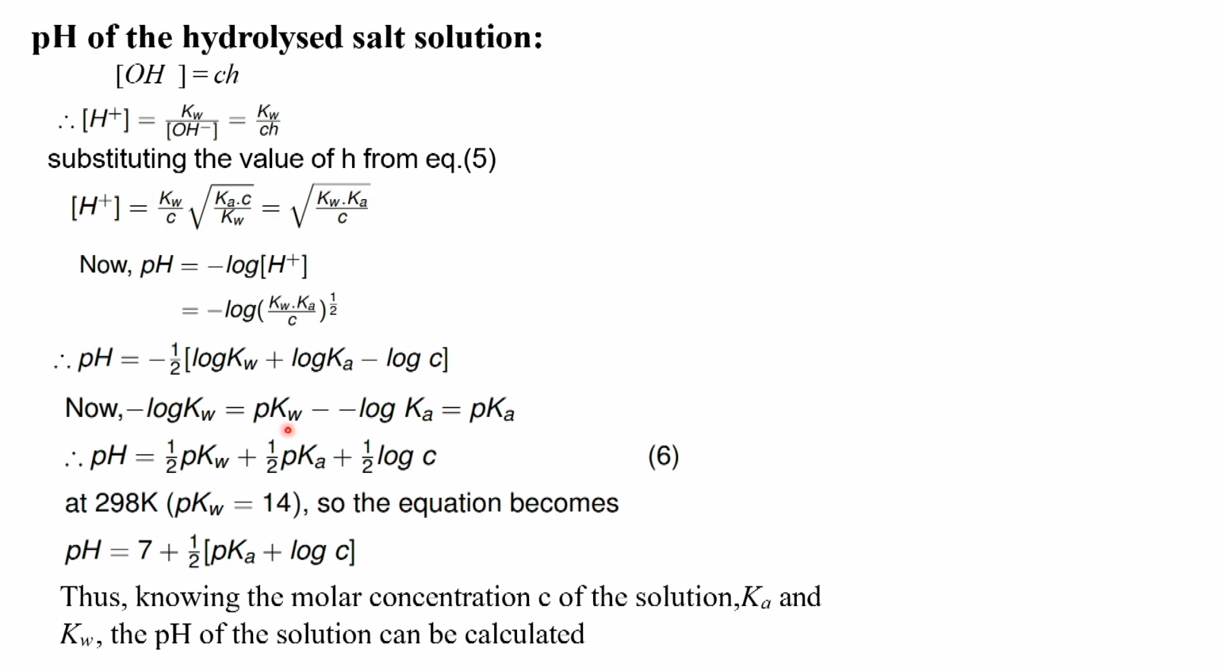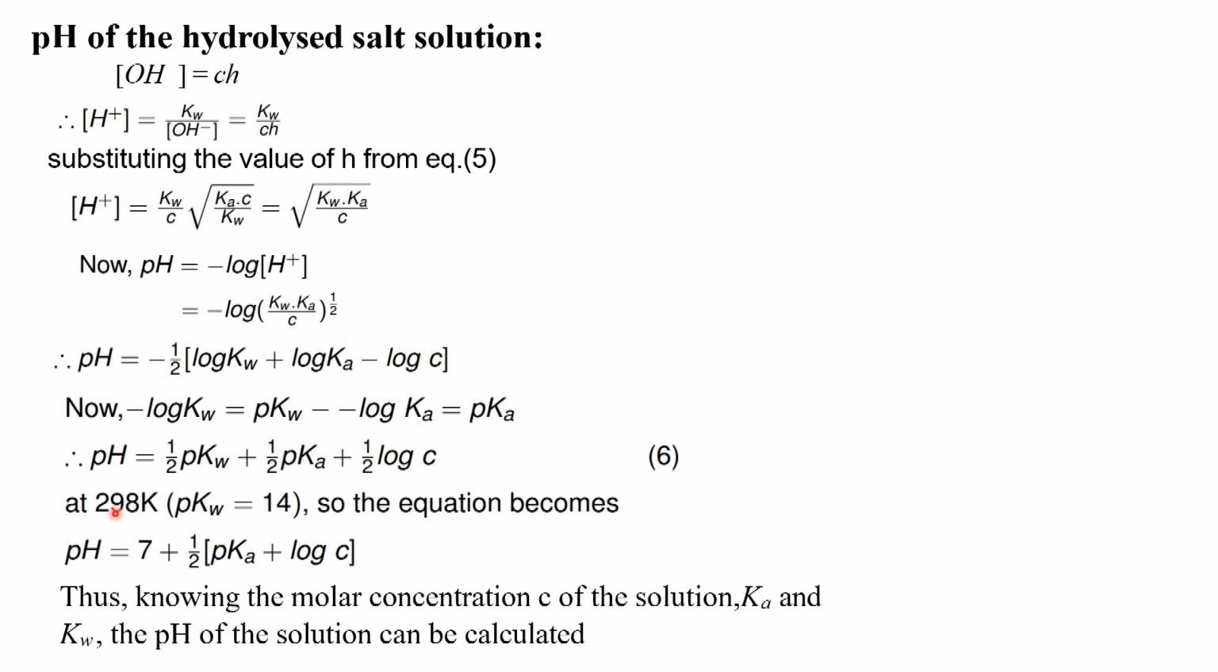So, what is pH? If we take the log of concentration of H plus and put a minus sign, we get pH. So, pH is minus log of concentration of H plus, that is minus log of (Kw times Ka by C) raised to the half. Now, taking the half in front, we get minus half, then log Kw plus log Ka minus log C. Minus log Kw is nothing but pKw, so we get half pKw, and minus log Ka is pKa, so we get half pKa plus half log C.